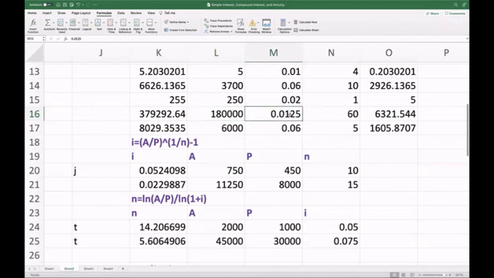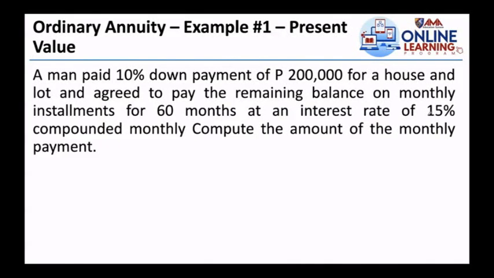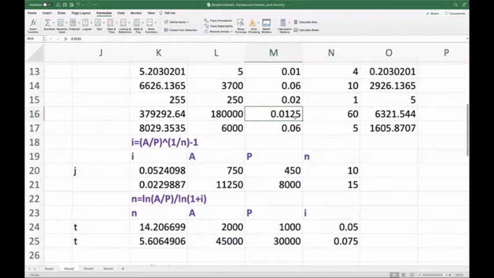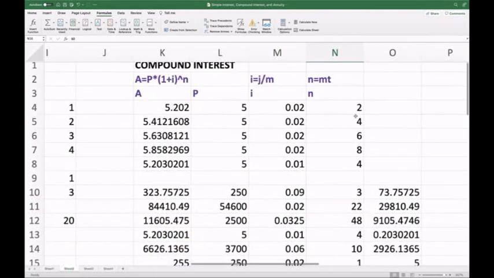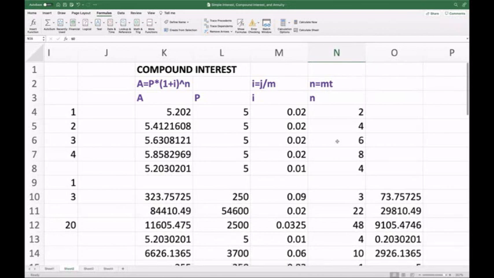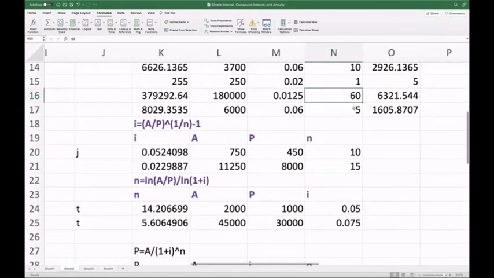So what is your I? 0.0125, class. Remember I told you divide. Divide 0.15 by 12. Remember, I is equal to J over M. So 0.15 divided by 12, if you compute it, you will get 0.0125. And then the N is already given. You don't have to compute it, 60 periods. But if you want to compute it, it's M times T, 12 times the number of years. But it's already computed for us, so 60.